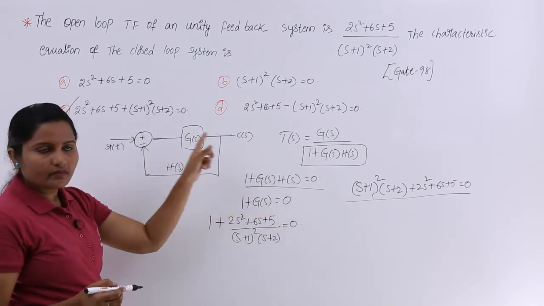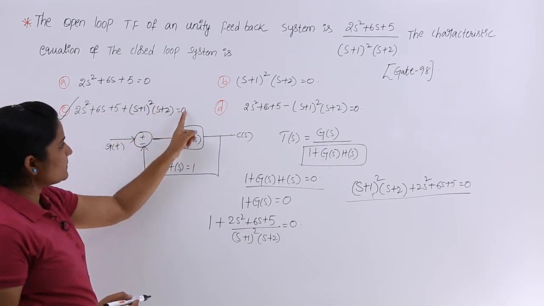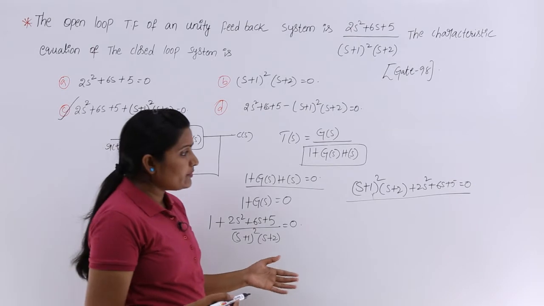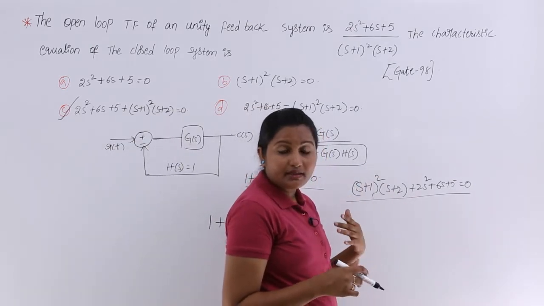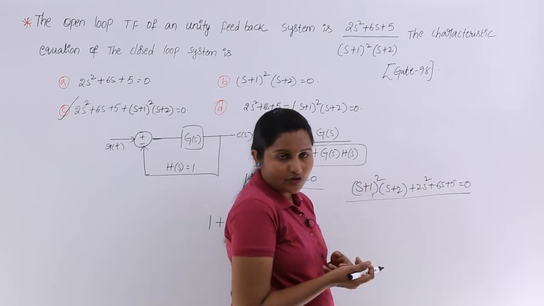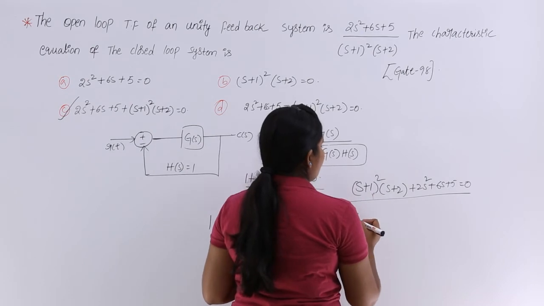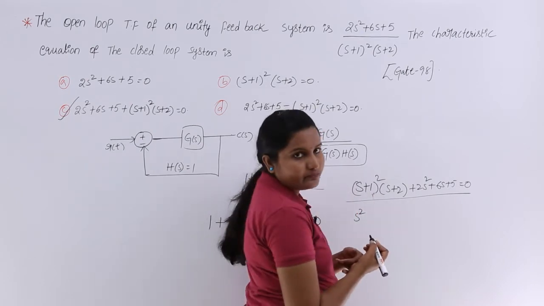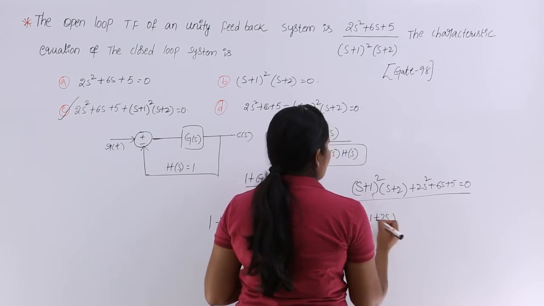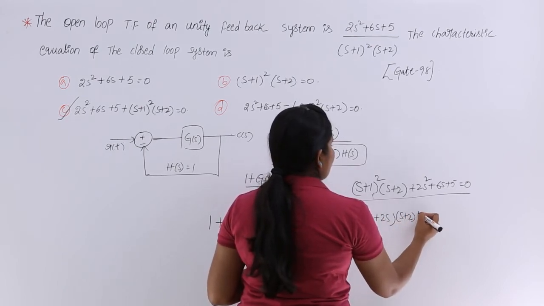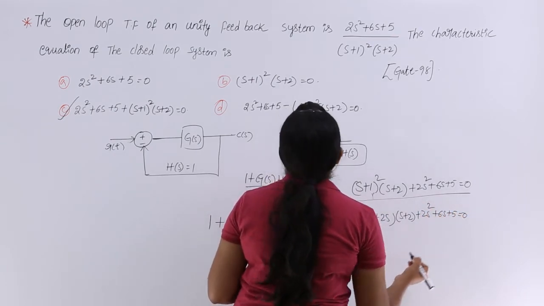In the given options, option C matches this. You can see 2s square plus 6s plus 5 plus (s plus 1) whole square into (s plus 2) is equivalent to 0. You may get one doubt, that after simplification we may get another option also. For that I am going to simplify this. (s plus 1) whole square, using the a plus b whole square formula, is a square plus b square plus 2ab, into (s plus 2), plus 2s square plus 6s plus 5 is equivalent to 0.